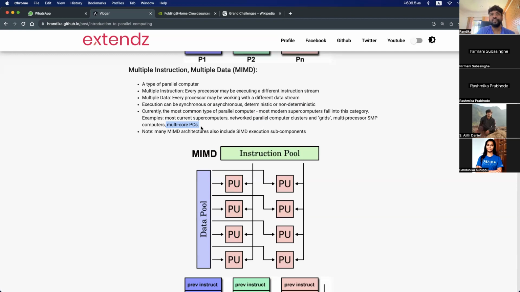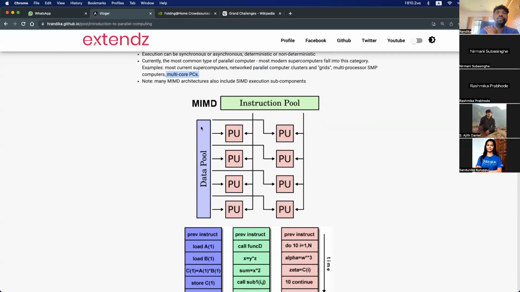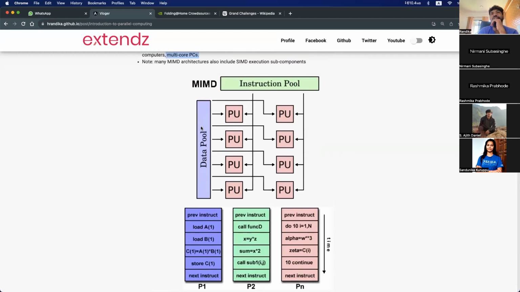So this is like the computer that you will be using, the phone that you are using, might come under this MIMD architecture. So this is probably the place where your computer and your phone come in. Okay, so make sure you have this architecture memorized.